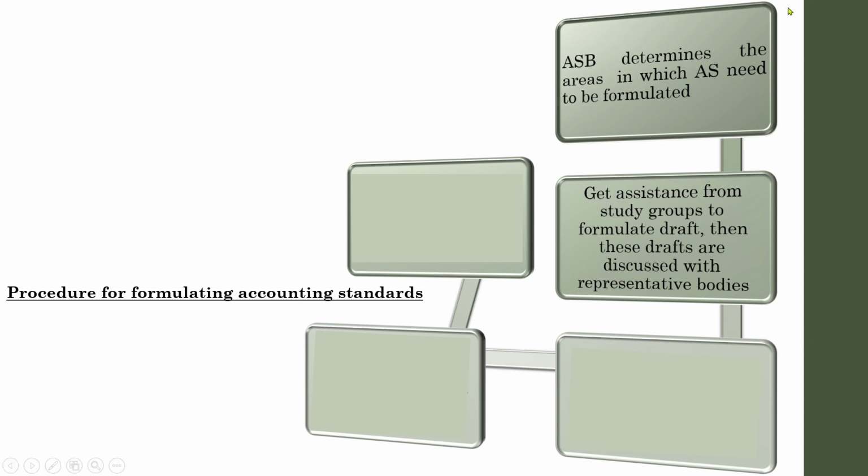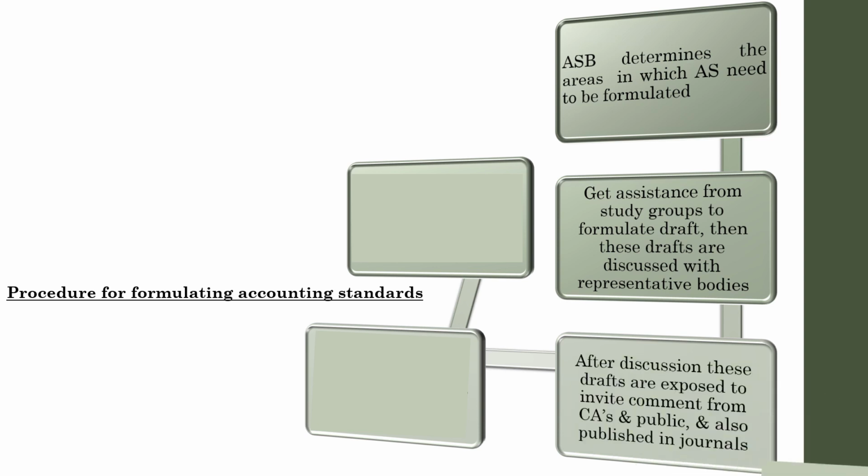So in the first stage, the board identifies where a standard is to be implemented. After that, it gets assistance from different study groups who prepare a draft document regarding the standard, and it is discussed with the representative bodies of the country, like the Institute of Chartered Accountants of India, and they even conduct a meeting to discuss the standard that is going to be implemented. It is not implemented yet, it is going to be implemented.